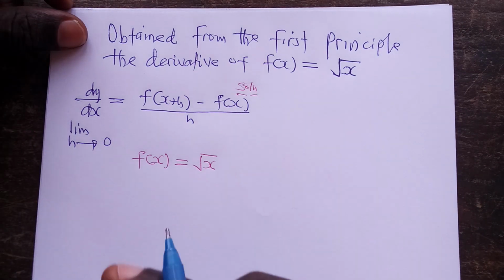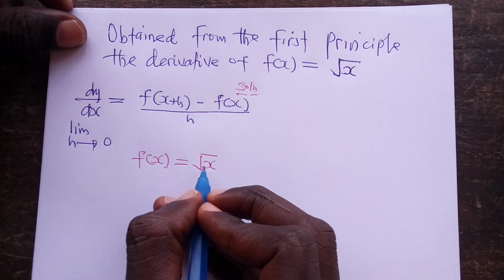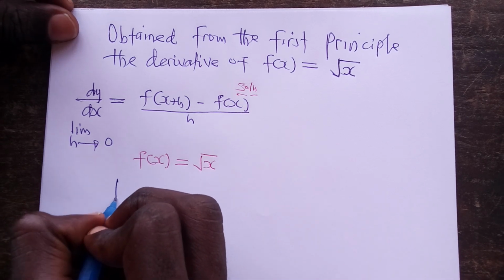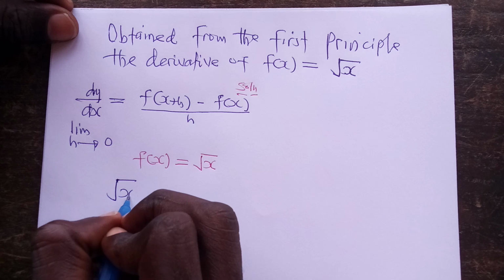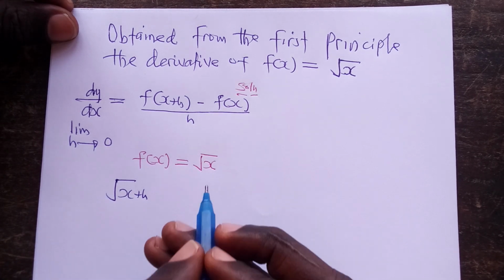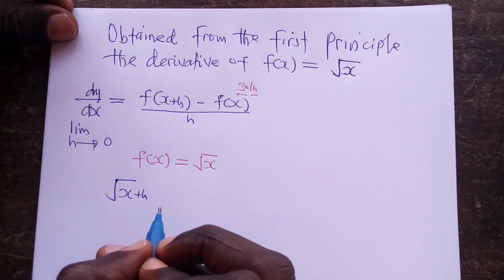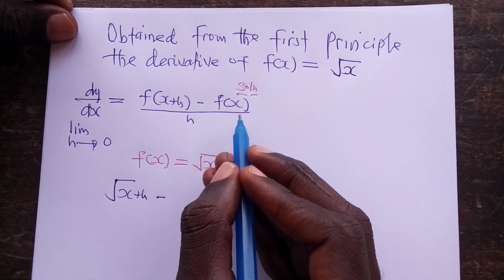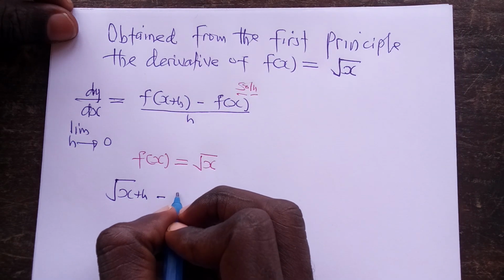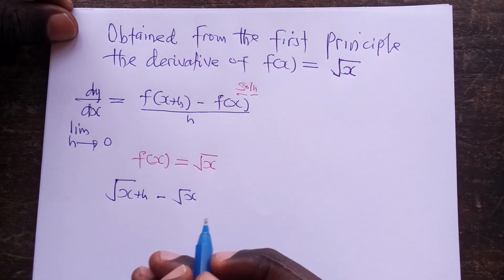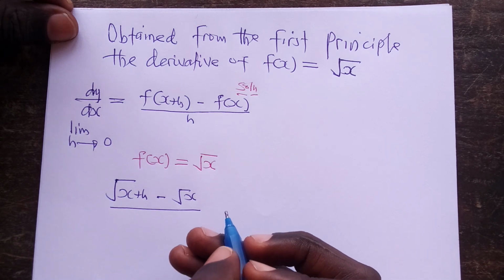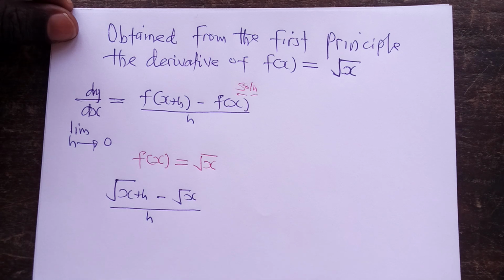From this, we say this is root x, and anywhere we see this, we replace it by x plus h. We say root of x plus h. This x we replace by x plus h, minus f of x. This is the whole function that we are given, which is root x. Then everything becomes divided by h.